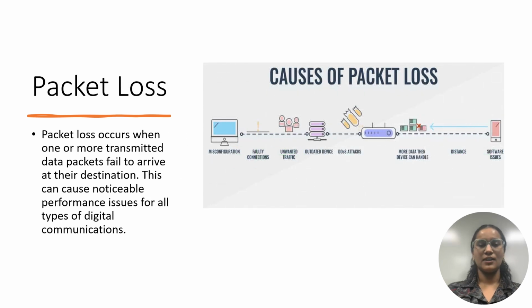Packet loss. Packet loss happens when some packets are dropped during transmission. This could be due to network congestion, faulty hardware, or weak signal strength. Packet loss leads to incomplete data transfer, and if it happens frequently, it can result in noticeable slowdowns, interruptions, or failure in network services.